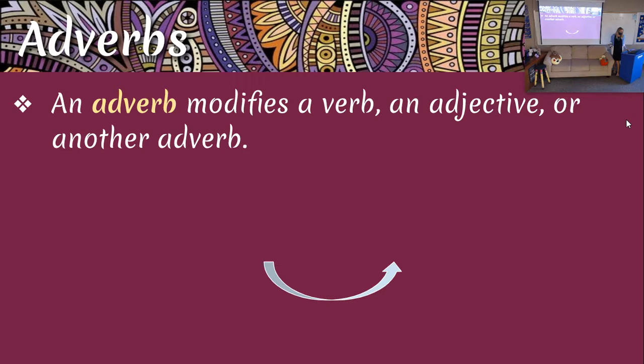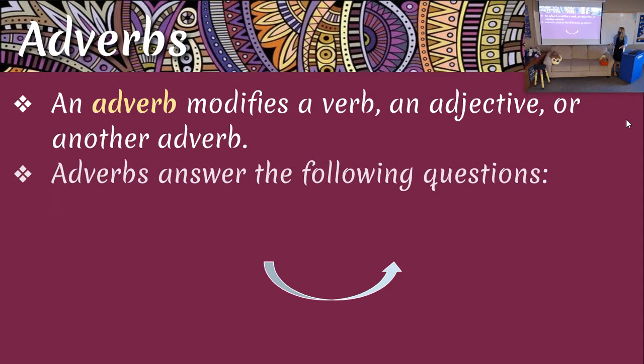So you just have to be careful when you're looking at a word that's modifying another word. You have to ask yourself, what word is it modifying? If it's modifying a noun or a pronoun, then it's an adjective. If it's modifying a verb, adjective, or another adverb, then it's going to be an adverb. And we'll look at some examples here.